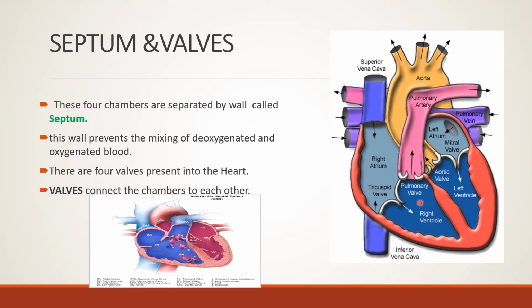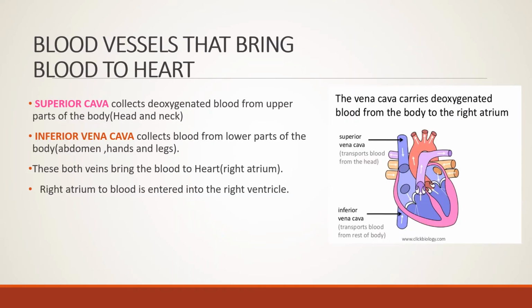And coming to the valves, four valves connect the chambers and also prevent the backward flow of blood. Okay children, who brings the blood to the heart? Right, blood vessels. Blood vessels means arteries and veins. Already you have learnt about arteries and veins in the earlier class. Now remember how many blood vessels attach to the heart. Listen carefully, I will ask this question at the end of the class, right?